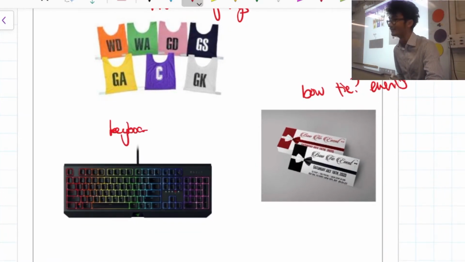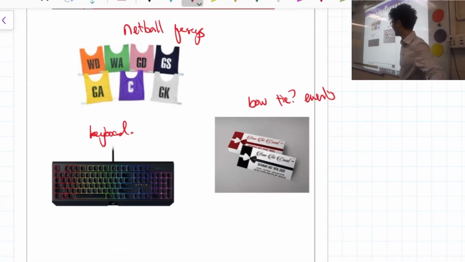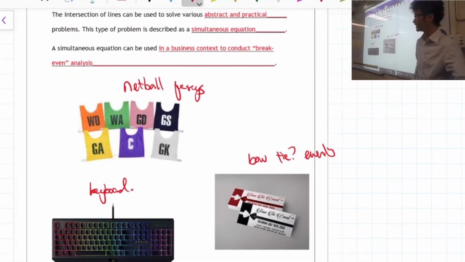It's not just any keyboard. What kind of keyboard is it? Gaming Razer Chroma keyboard. All right. So here's what we're doing. I'll tell you how all these things are related to each other.